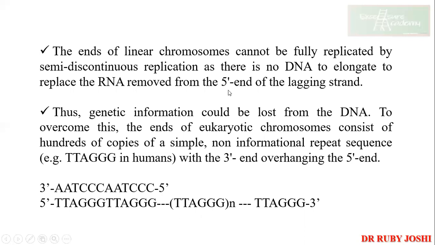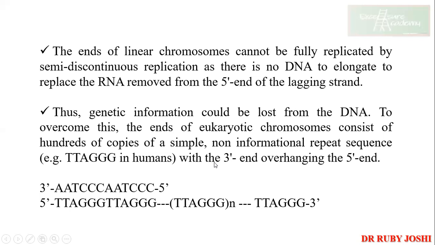So the ends of the linear chromosomes cannot be fully replicated by the semi-discontinuous replication, as there is no DNA to elongate to replace the RNA, which is removed from the 5' end of the lagging strand. So this could be lost, and that's why we have got the overhang. You will get the overhang. This is the overhang. Now, what do you see over here?